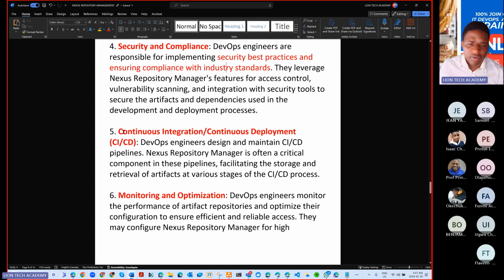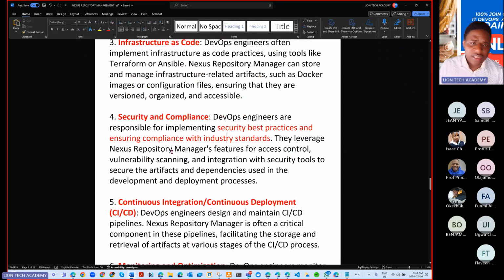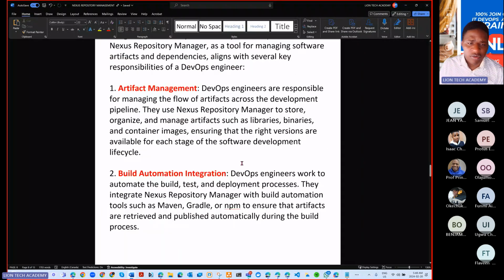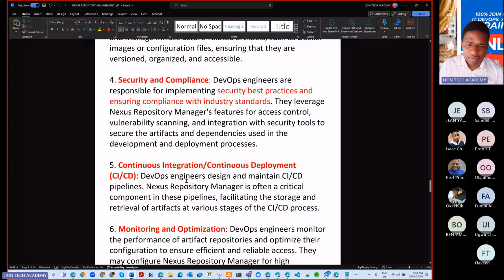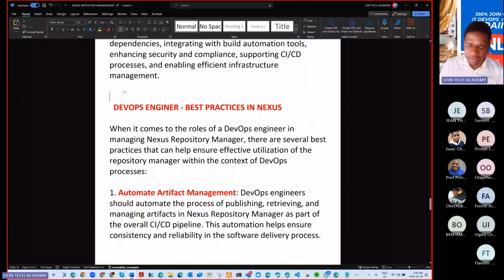Therefore, we have continuous integration and continuous deployment. Again, you are responsible. So these six core responsibilities, this is what you should be discussing in any interview, as part of what you do, as part of your experience. So what's my experience? Of course, monitoring and optimization, continuous integration and continuous deployment, security and compliance, IaC for infrastructure as code, build automation integration, and of course, artifact management becomes part and parcel of what I should be doing.